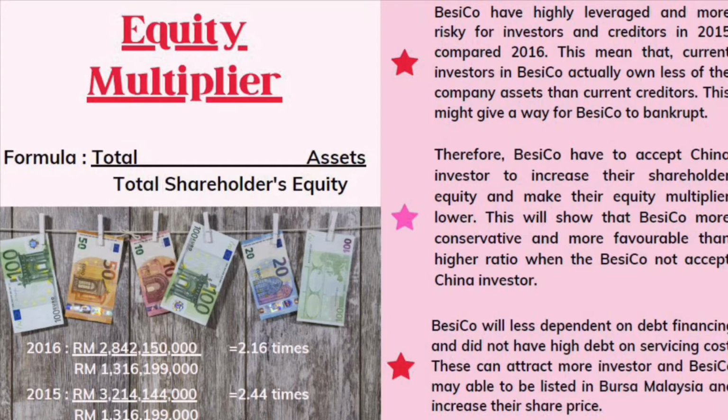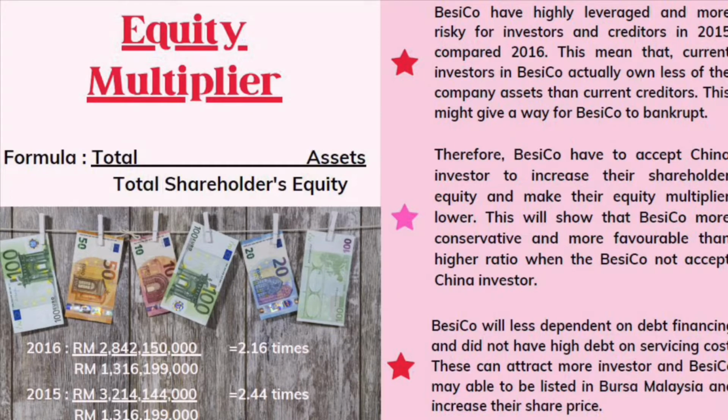For 2016, I got 2.16 times, and 2015 is 2.44 times. Besico was highly leveraged and more risky for investors and creditors in 2015 compared to 2016. This means that current investors in Besico actually own less of the company's assets than the current creditors. This might give a way for Besico to bankruptcy. Therefore, Besico has to accept the China investor to increase their shareholder equity and make their equity multiplier lower.